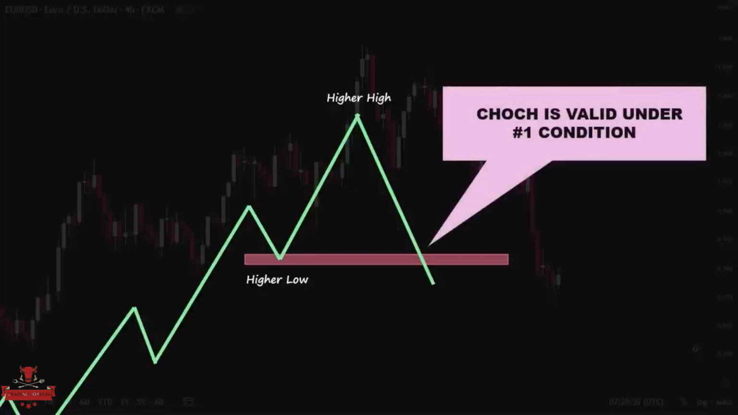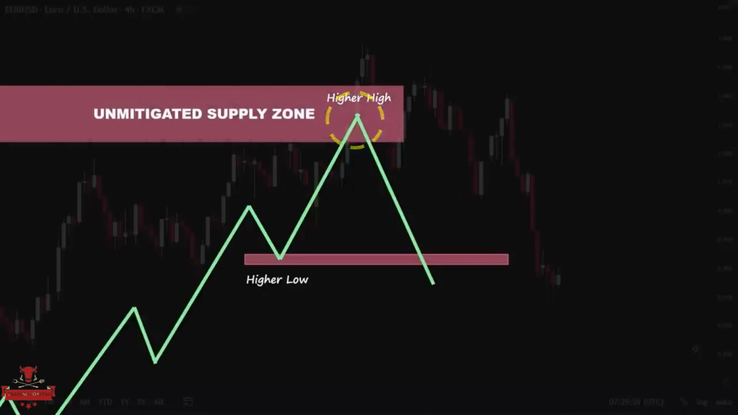But there is a pro tip that you always need to remember. A change of character is valid only under one condition: that price reversed and came from a supply or demand zone before breaking the recent structure and creating the change of character. If price, without mitigating a supply or a demand zone, creates a change of character, even with a valid candlestick pattern, we cannot consider it a valid change of character.